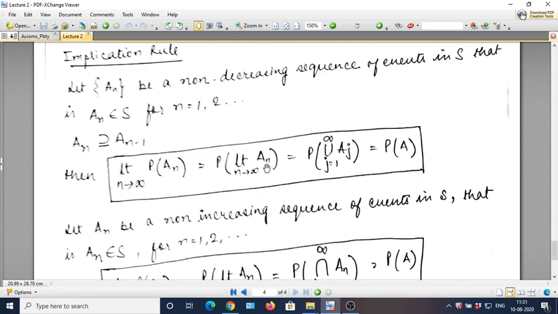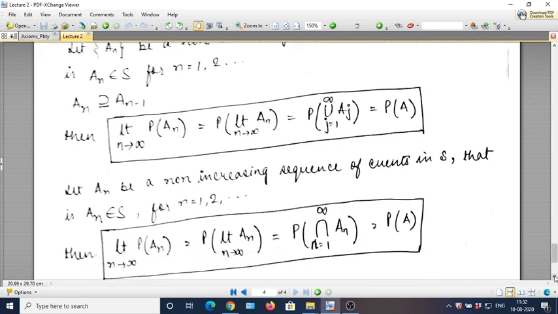In the limit, this An can also be written as the union of j varying from 1 to infinity of Aj, and if it converges to a particular set, that will be the set A, and its probability measure P of A. What we are simply saying is that the probability measure also has the same convergence as the convergence of sets into a particular set, as long as they are a non-decreasing sequence.